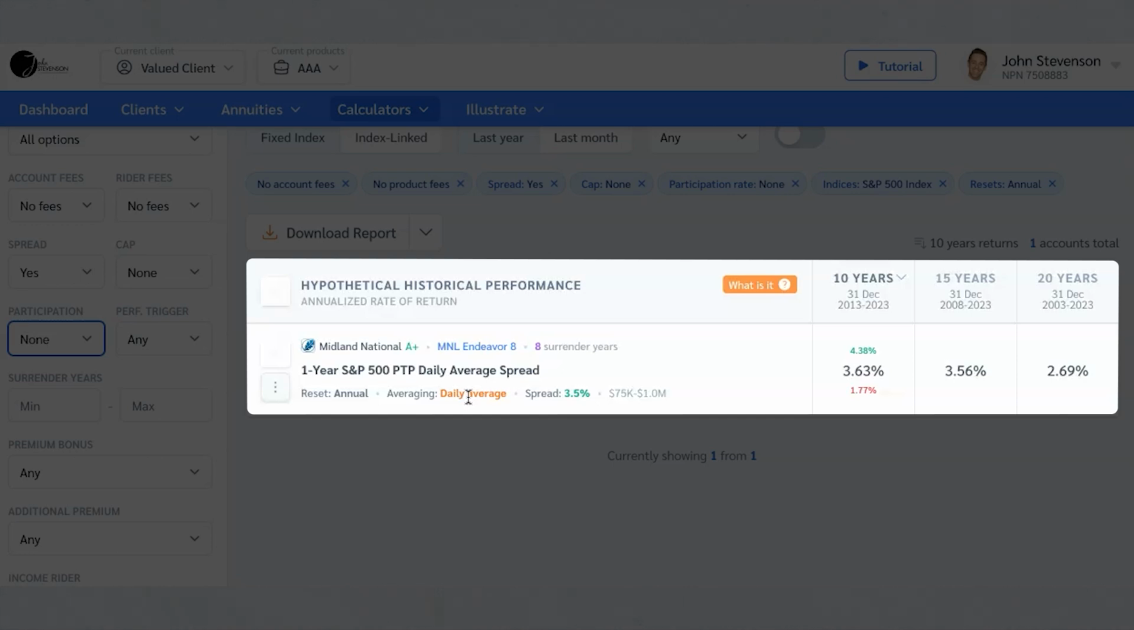But what I like about this is it's got 8 surrender years, which means the surrender charge period for you to access more than that 10% free withdrawal. If you access more than that, they're going to charge you a surrender charge. But at the end of 8 years, it's all gone.